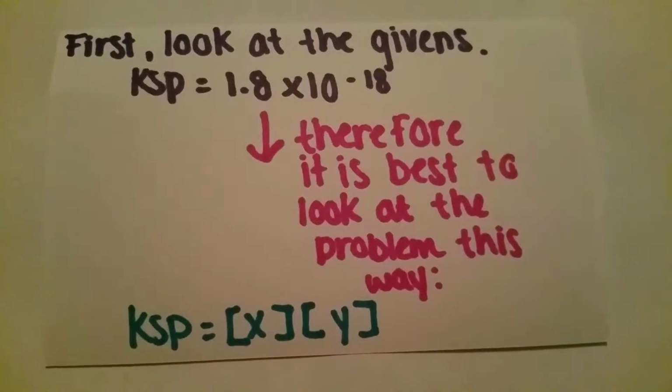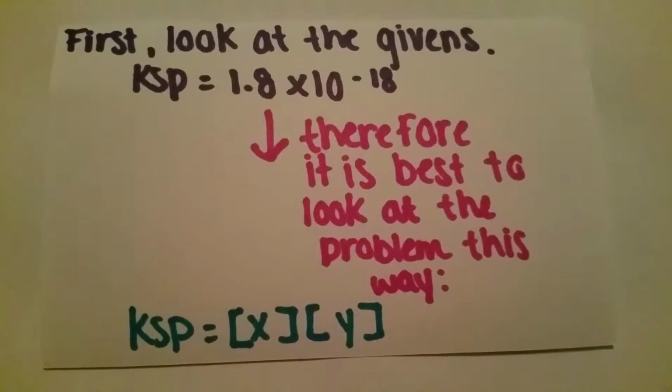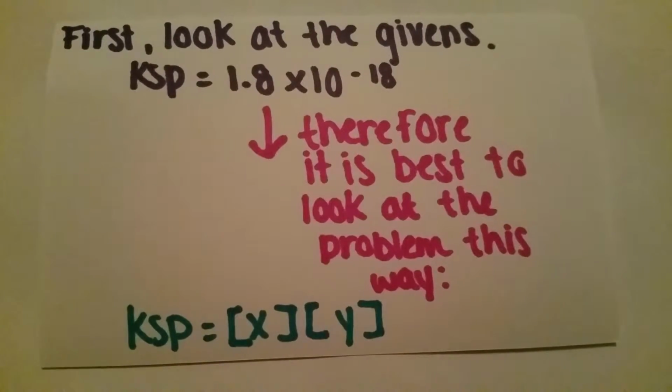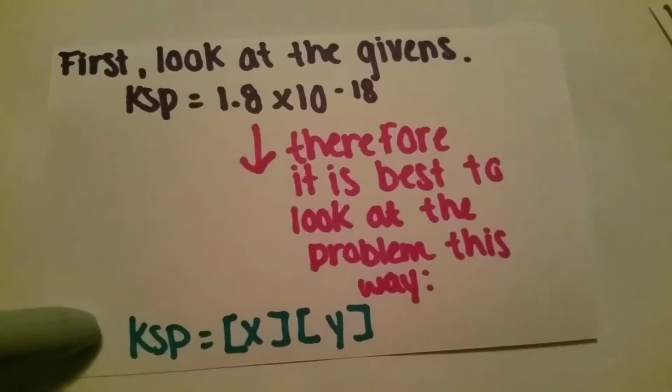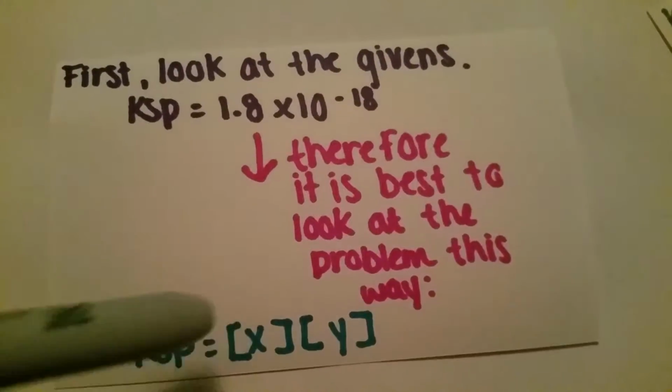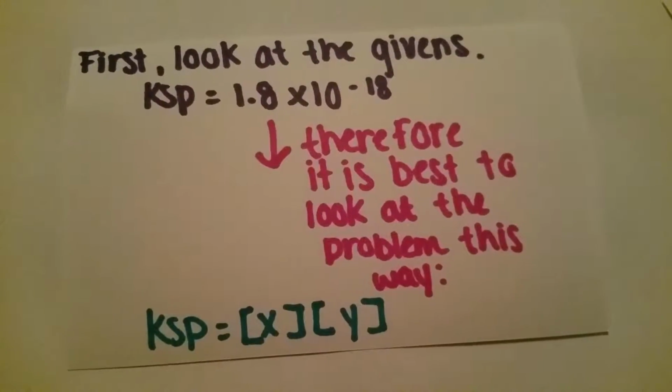The first thing we should always do is look at what's given. So we know that our Ksp is 1.8 times 10 to the negative 18. Therefore, it is best to look at the problem this way: Ksp is equal to the concentration of X and the concentration of Y.